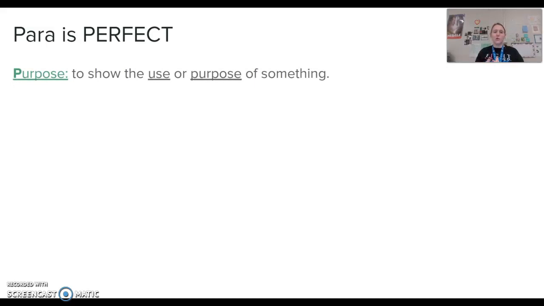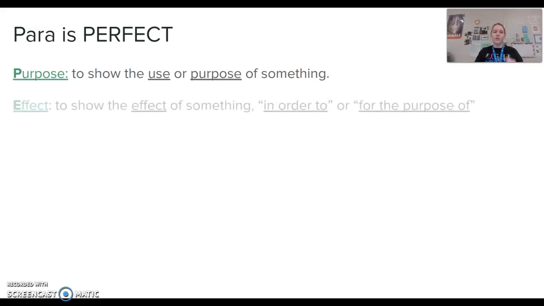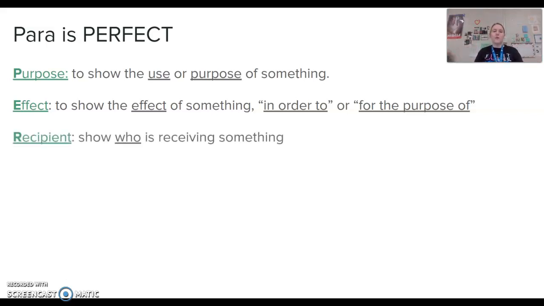Para is used to show the use or purpose of something, like what it's used for. It's used to show the effect of doing something. So in order to, or for the purpose of, like I'm doing this in order to do that. Okay. The recipient, to show who is receiving something. Like I bought this gift for my mom. My mom is the recipient. You know, le compró un regalo para mi mamá.